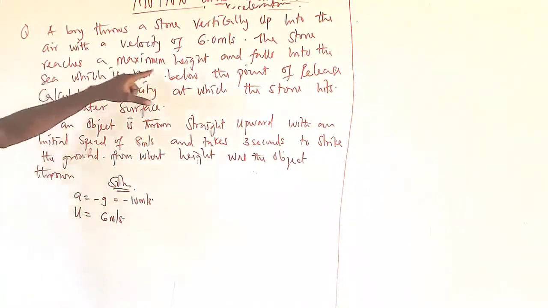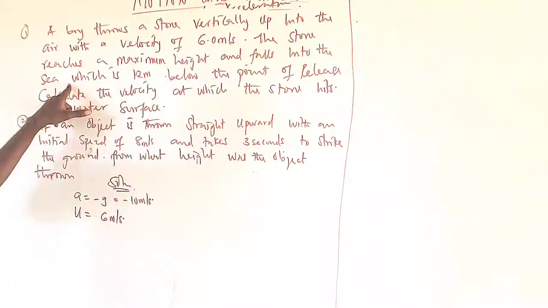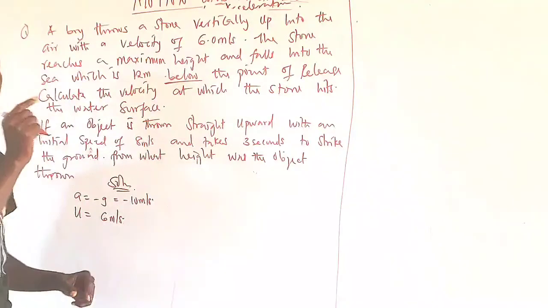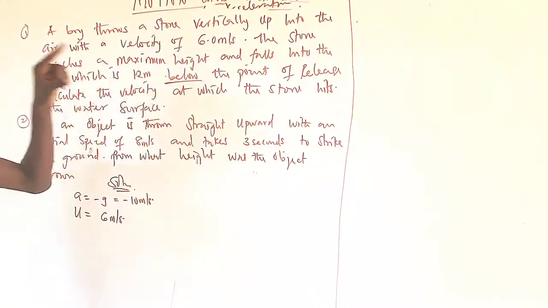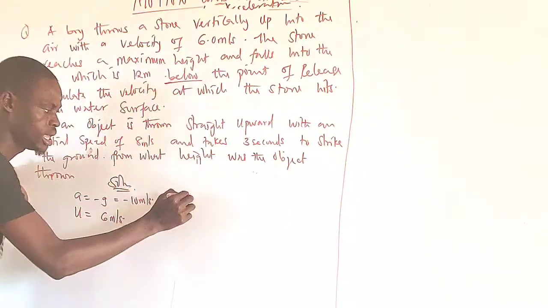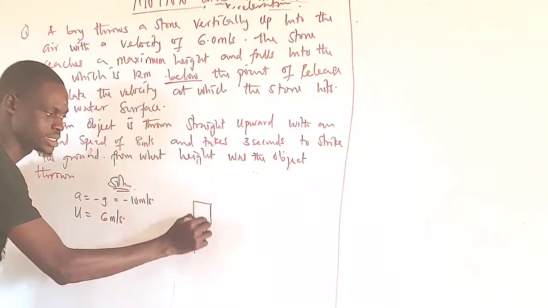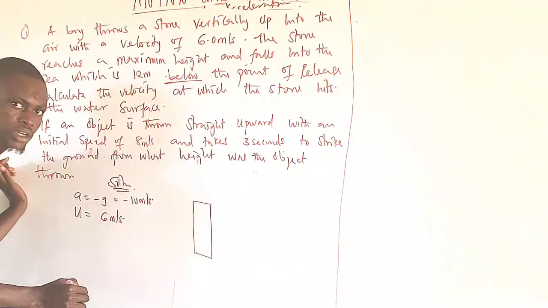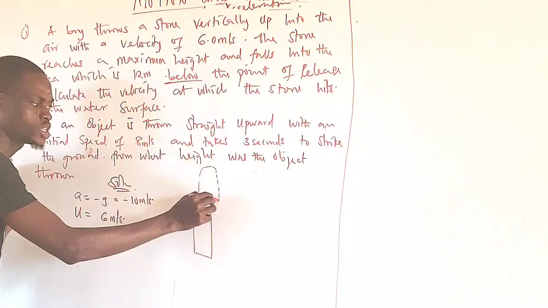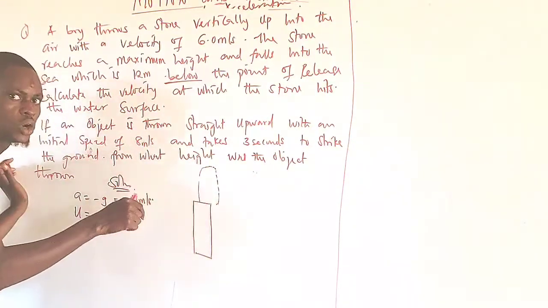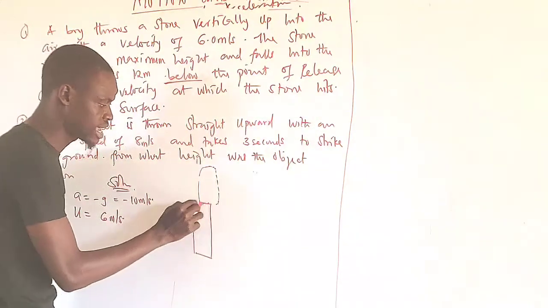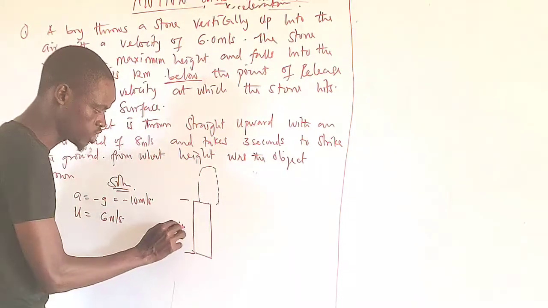And then the stone reaches the maximum height and falls into the sea, which is 12 meters below. I need you to understand something. It falls into the sea, which is 12 meters below the point of release. Now, note something. Let me draw something for you. If this is the normal height at which the body is being thrown, now the body is thrown upward like this. Then after, the body is dropping, it falls below, 12 meters below the point of what? The point of throw. This is the point of throw. The distance from here to here is 12 meters.